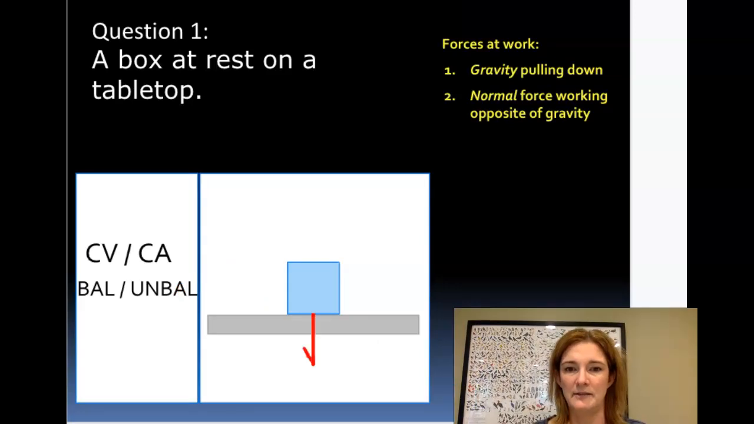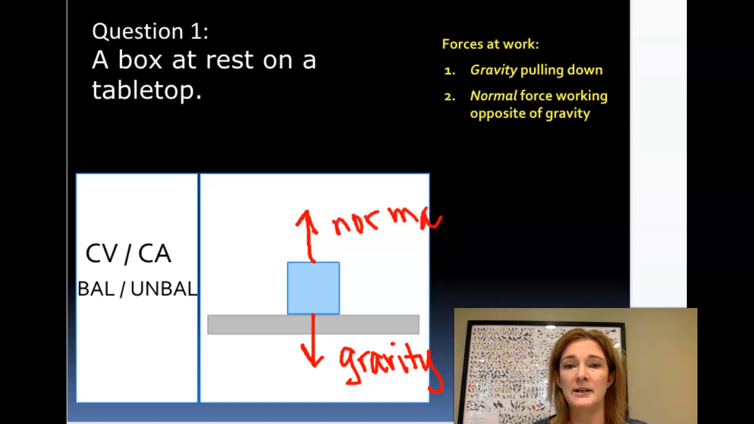So we have our gravity arrow, and we were saying that there's something acting opposite of gravity, and we know that because otherwise the box would be accelerating down to the center of the Earth. We call that the normal force. We're going to draw our arrow to show it opposite of the gravity arrow, and your arrow should be the same length because there is no motion.